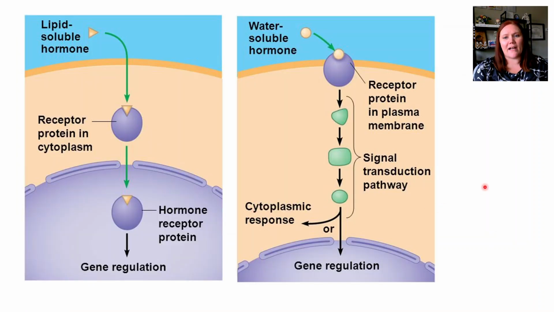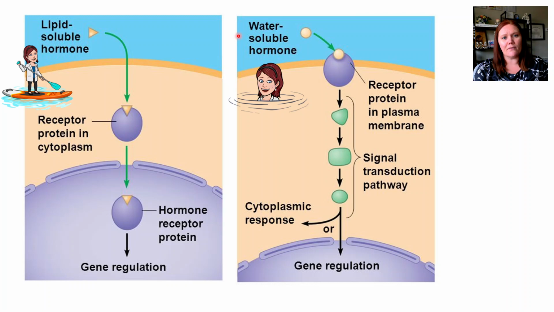So let's take it back big picture. What we were talking about in this video is the difference between a lipid-soluble hormone and a water-soluble hormone. Way number one that they're different is how they travel through the body. A lipid-soluble hormone is going to need some kind of carrier protein to protect it from the water in your bloodstream. A water-soluble hormone loves water. It needs no help to travel through the bloodstream.